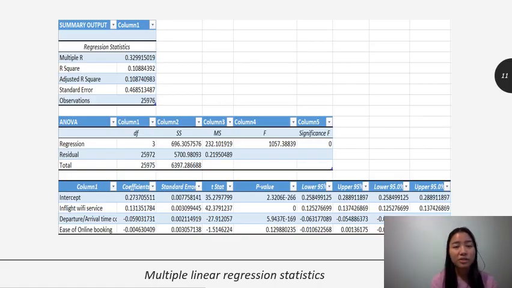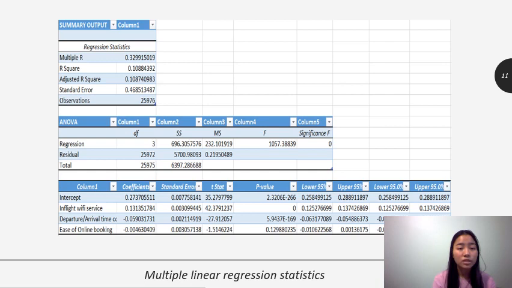According to the multiple regression statistics, the multiple R tells the strength of the connection between the variables. Here the value of the multiple R is 0.329, which shows that the strength between these variables is not strong. R square tells if the model fits well, and the R square value is 0.10, which is 10%, and it is not a good fit. The adjusted R square adjusts for the number of variables, and the standard error tells the distance between the points and the values on the regression line, which is 0.468.